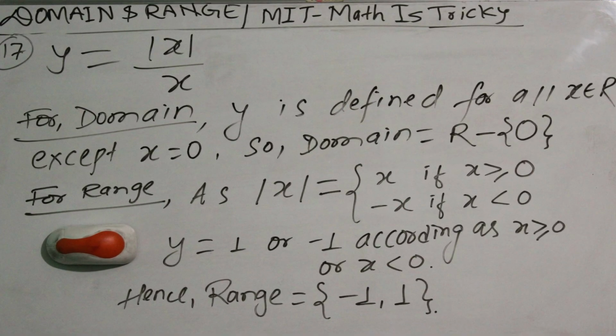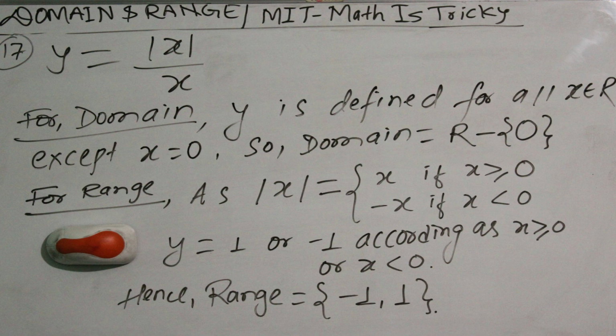Now let's move to question number 17. Question number 17 is y equals modulus x by x, which is the same as the previous one. So it is defined for all values of x belonging to the real numbers except 0. So the domain will be R minus {0}.